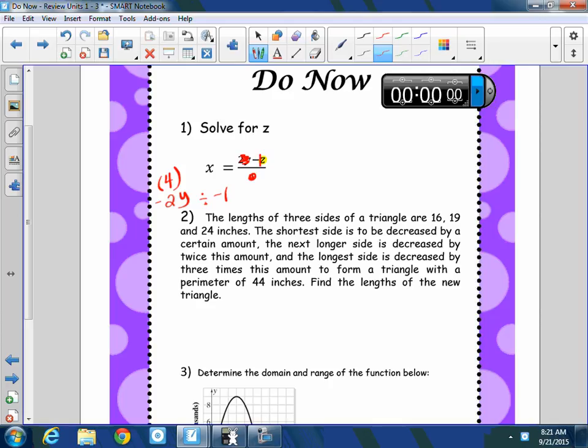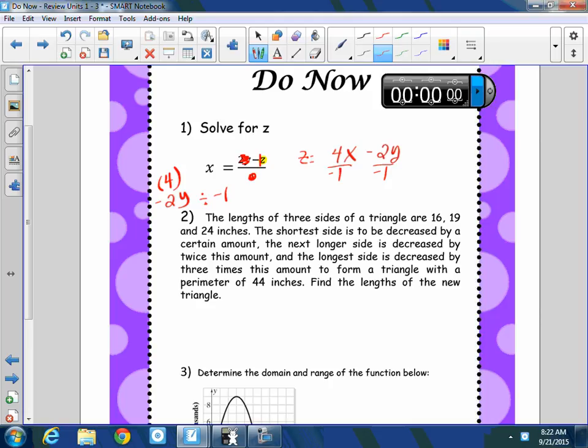Okay? And I'm going to do all of that in that order to what letter? X. Thank you very much. Z is by itself, so I'm not doing it to Z, right? I'm doing all of that to make sure that Z is by itself. Alrighty. So Z equals 4x, because I multiply by 4. Then I take away 2y. Then I divide everything by negative 1.